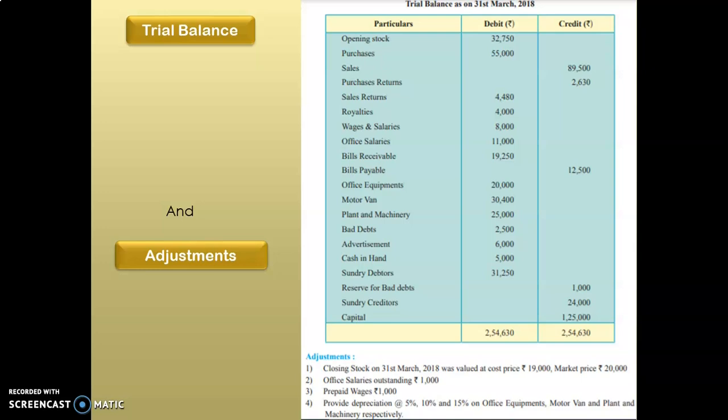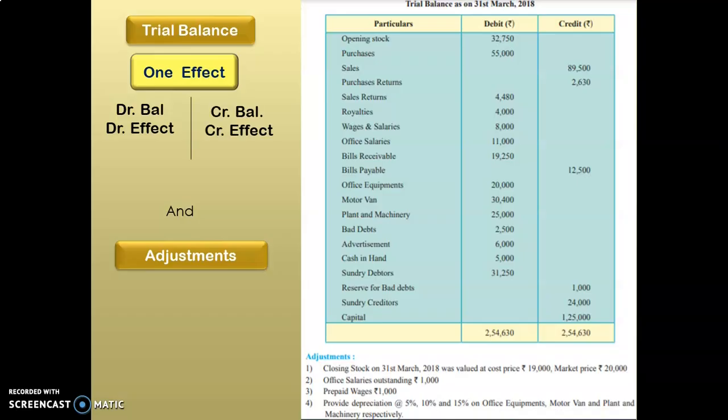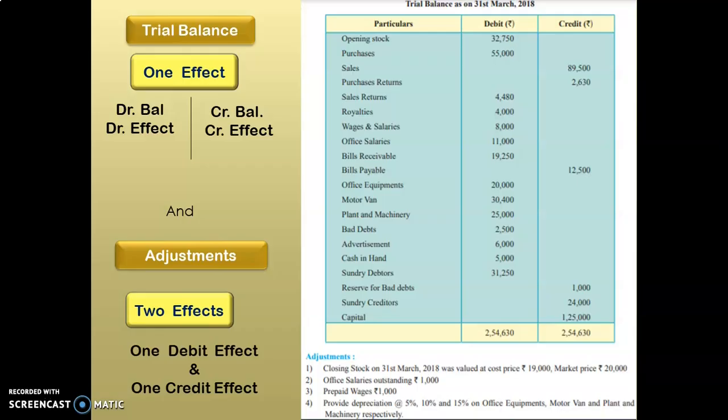Each and every account balance given in this trial balance will have just one effect. The debit balances will carry debit effect and the credit balances will carry credit effect. And for the adjustment, we have to give two effects, one debit effect and one credit effect.